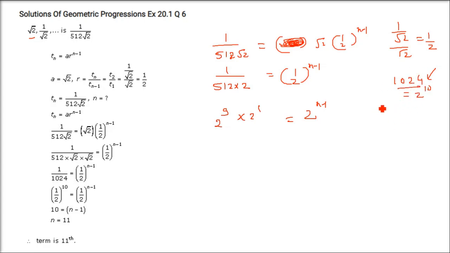This is how we remember it. Always remember 1024 is 2 to the power 10, this is the kilo type of thing. So 2 to the power n minus 1 is what? 2 to the power 10, 9 plus 1 is 10. So n minus 1 becomes 10, that is n equals 11.